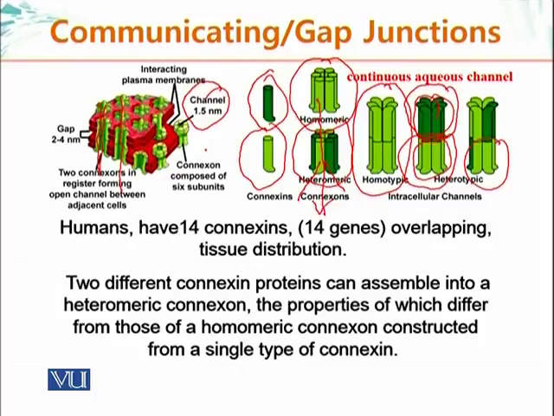Gap junctions are very important, and humans have 14 connexin genes which have overlapping distribution. Two different connexin proteins can assemble, as I have mentioned, into different types of connexons, and the properties of the channel they form vary depending upon what type of connexin proteins are forming these channels.